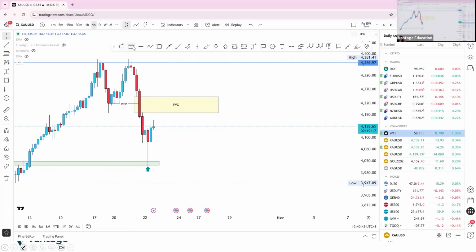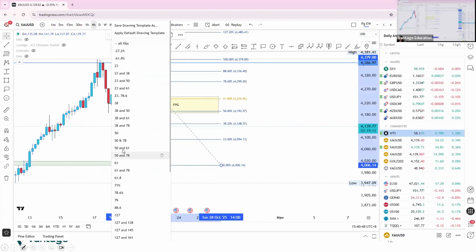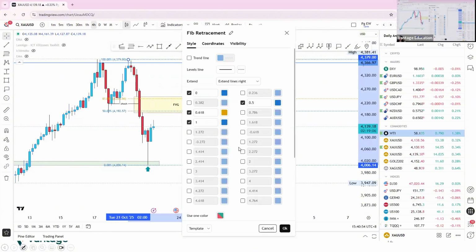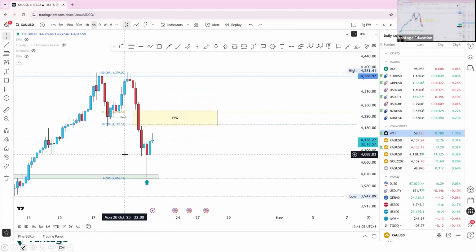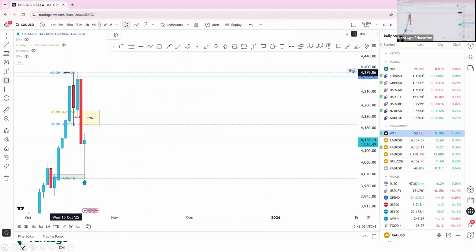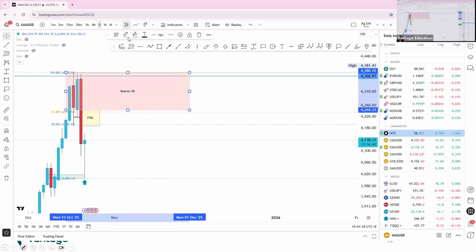Within the FVG just now, we have 61 and 78.6%. The OB, or order block, for the D1 is going to be here. So for the FVG, that's going to be our first sell zone.